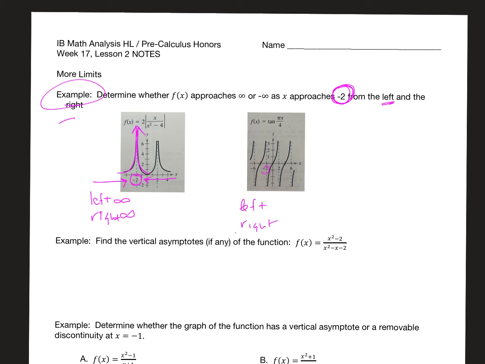Here's where -2 is. If I'm approaching it from the left, right, I'm headed towards -2 from the left. This is going up forever to infinity. But as I'm approaching -2 from the right, this is going down to negative infinity. Okay, so this lesson is all about vertical asymptotes. Okay, if you haven't quite put that together yet.